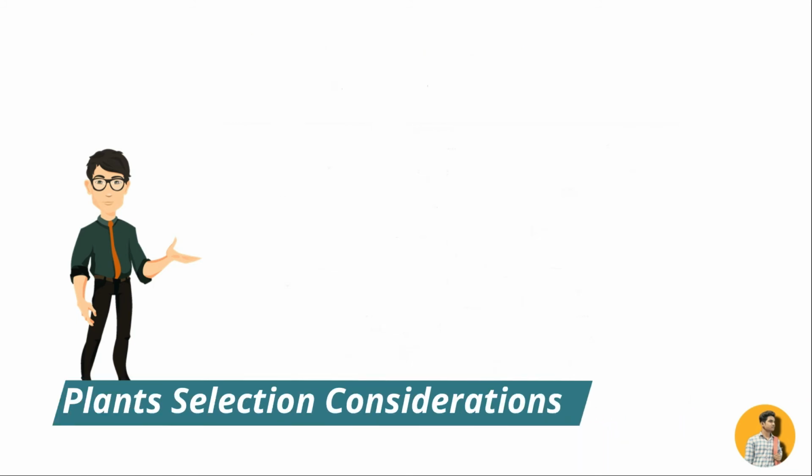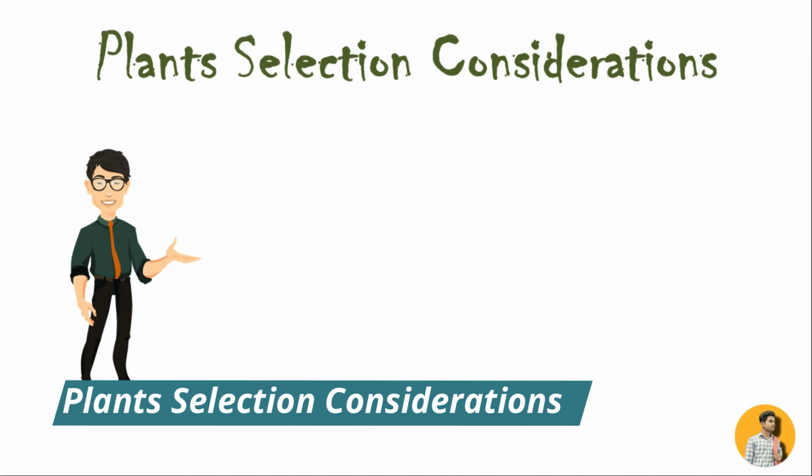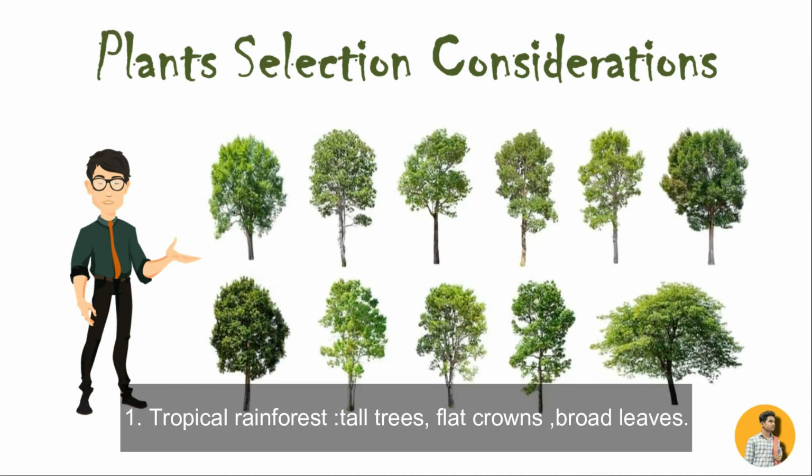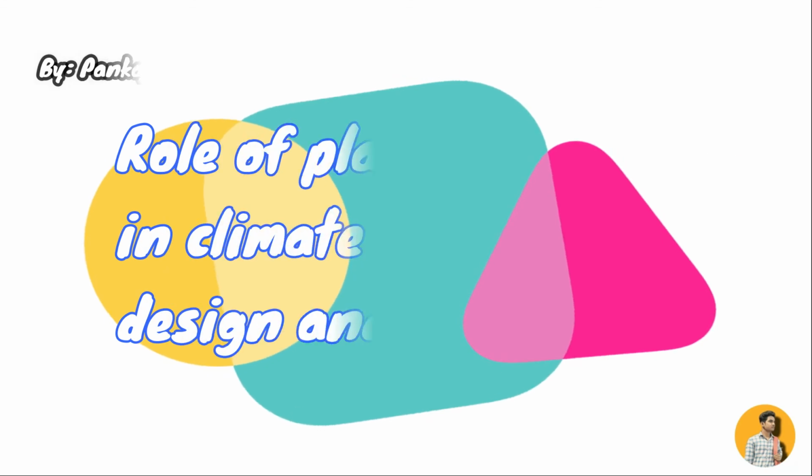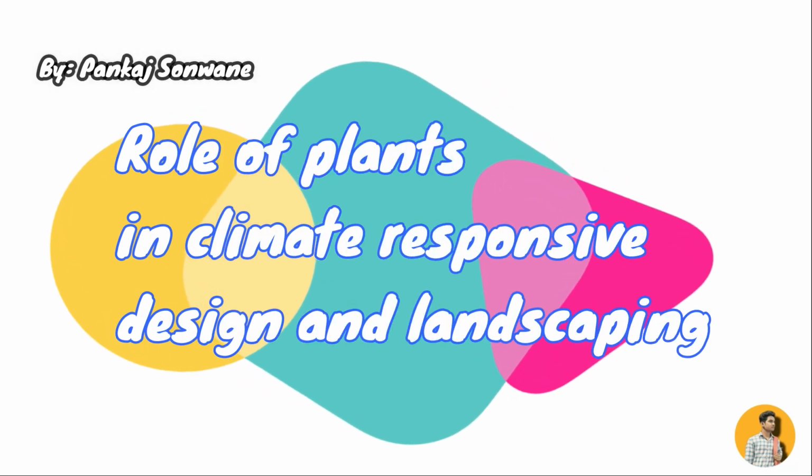Then the last step is plant selection consideration. Tropical rainforest: tall trees, flat crown, broad leaves. Temperate forest: medium heights, round crown, broad leaves. And the last one is cold areas: very tall, cone shaped, needle-like leaves. These are all about the role of plants in climate responsive design and landscaping.